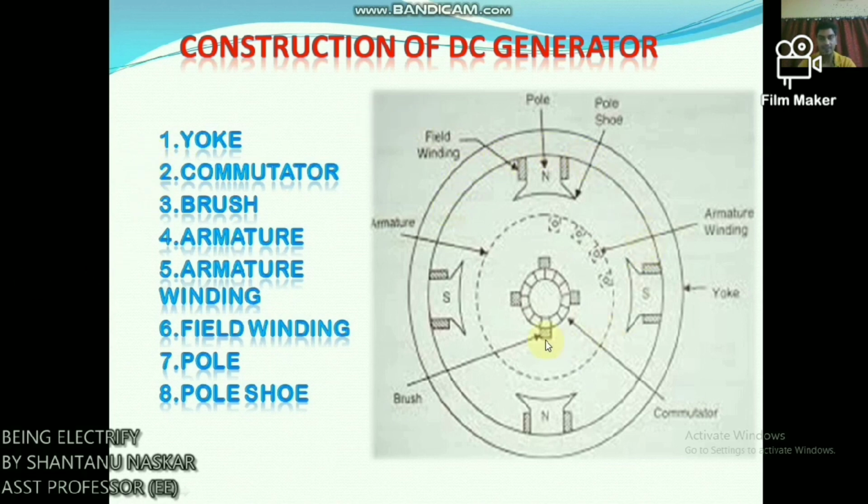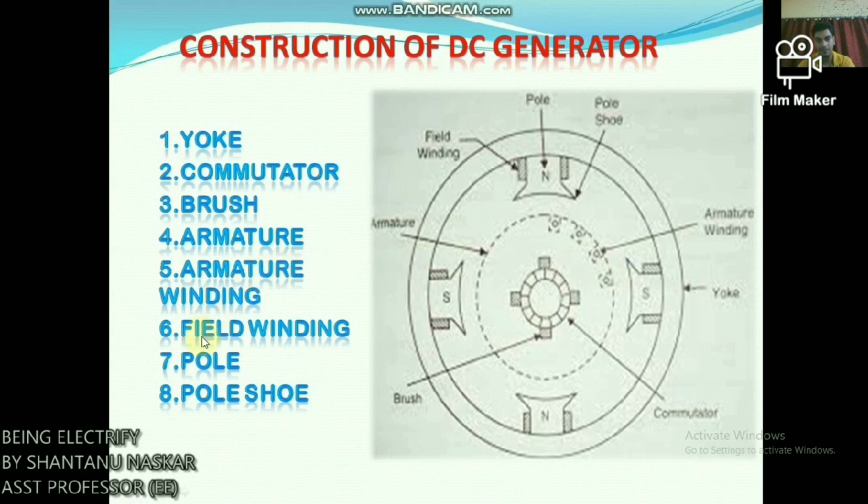So this is a diagram of DC generator. This is the yoke. Number 2 is commutator. This is the commutator. Number 3 is brushes. These are the two brushes. Number 4, armature. You all know what is armature. This is the armature. And number 5, armature winding. These are the armature winding.